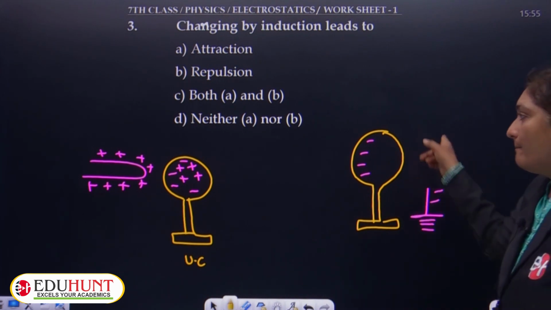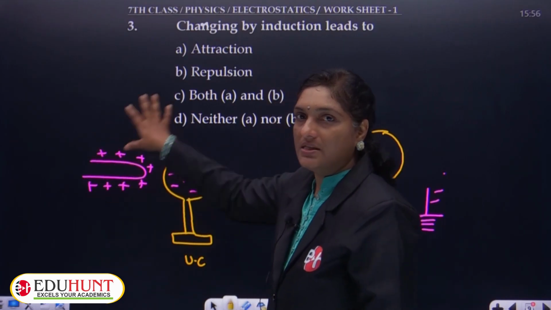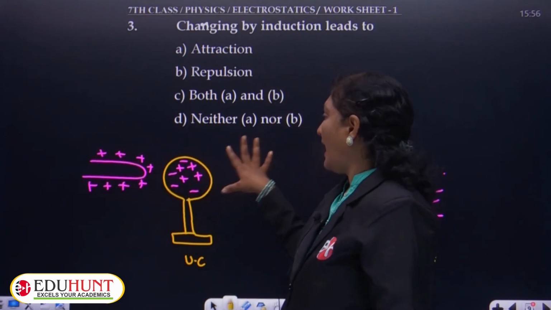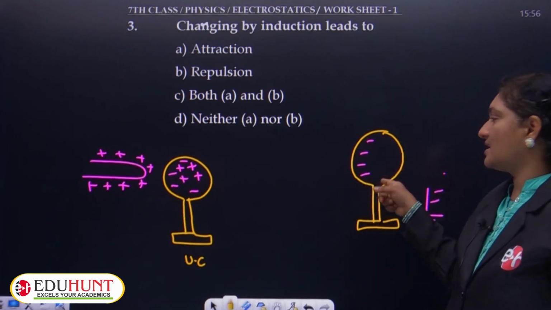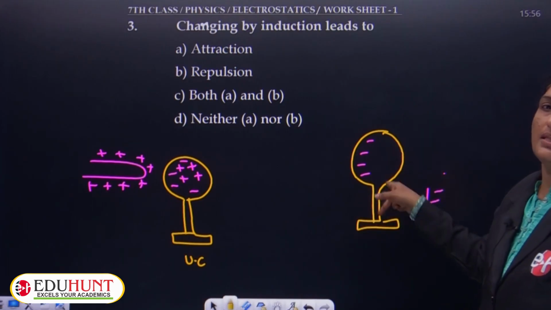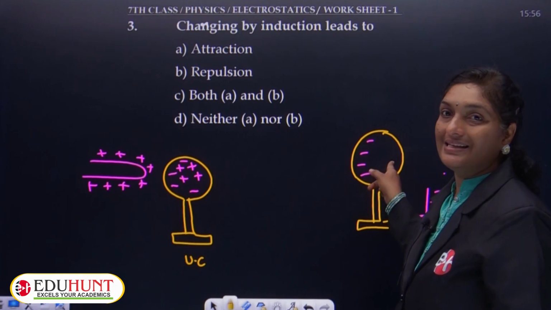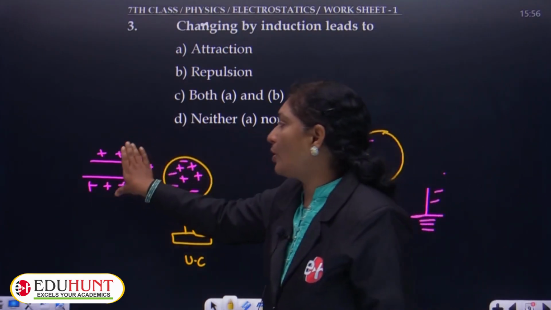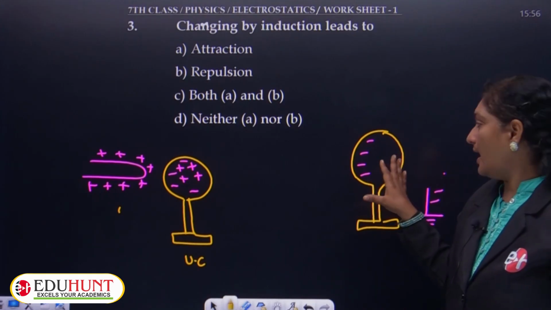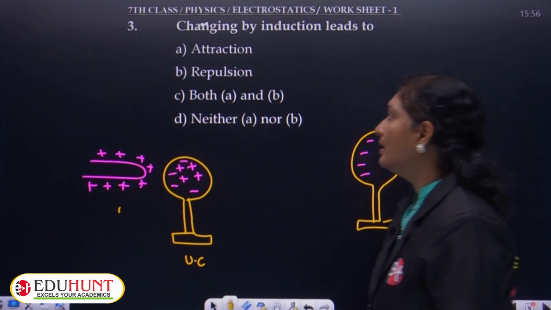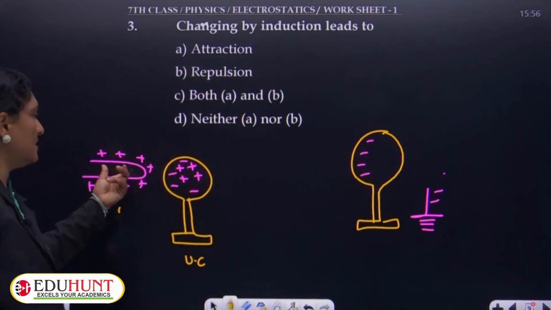Okay, so by the method of induction, when a positively charged body is kept near an uncharged body, we observe that an opposite charge is induced in the uncharged body. This is an uncharged body and here now it is a negatively charged body. So when we bring a positively charged body, negative charge is induced inside the uncharged body. So during this, what happens? This is negative and this is positive.